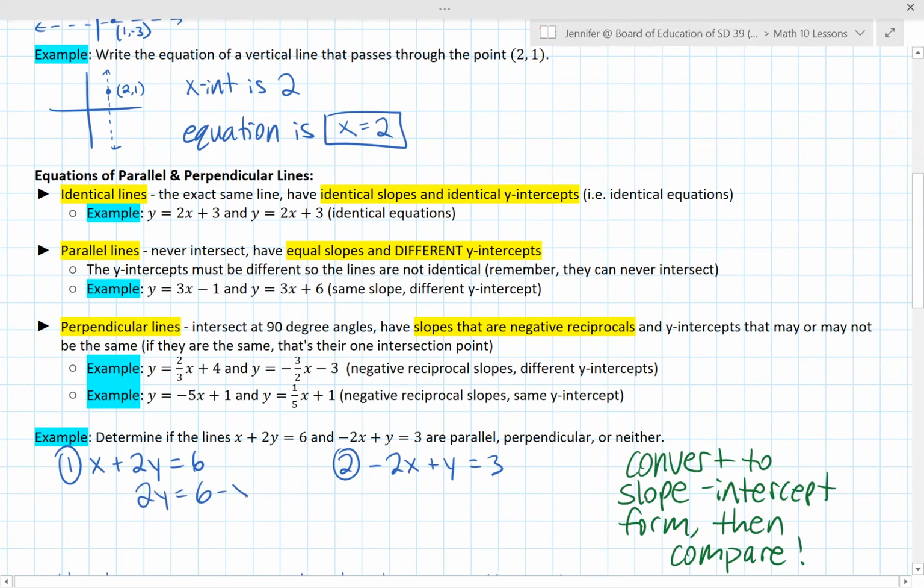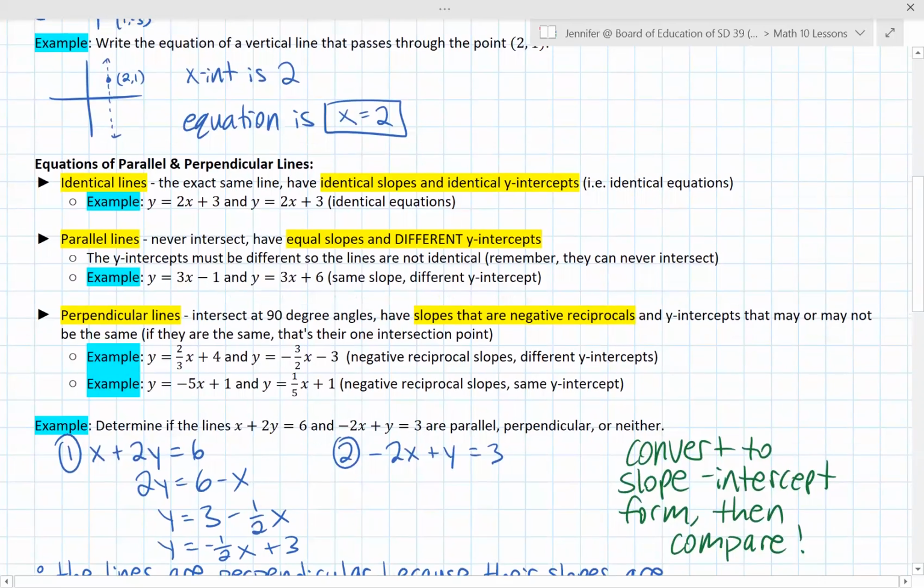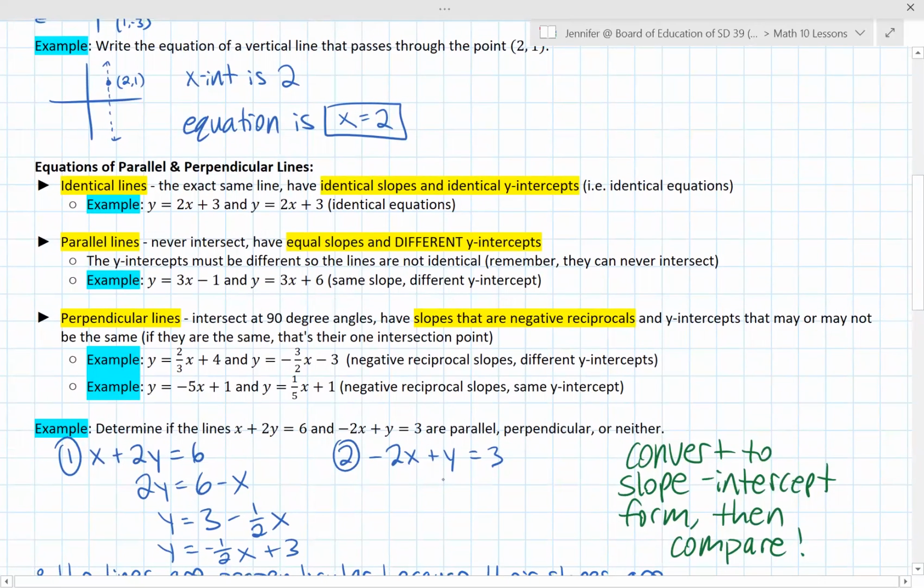So you should have practiced this by now. We're going to isolate for y by bringing the x over, and then we'll divide by 2. So we would get 3 minus 1/2 x. So y equals minus 1/2 x plus 3. That's the first equation. And for the second equation, we would bring the 2x over and then just rearrange it, 2x plus 3. So when we compare these slopes, we see that the slopes are negative reciprocals of each other.